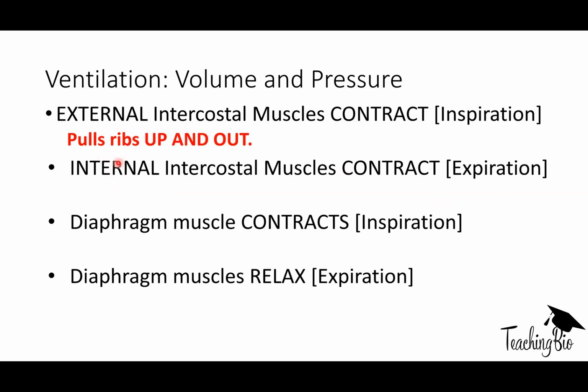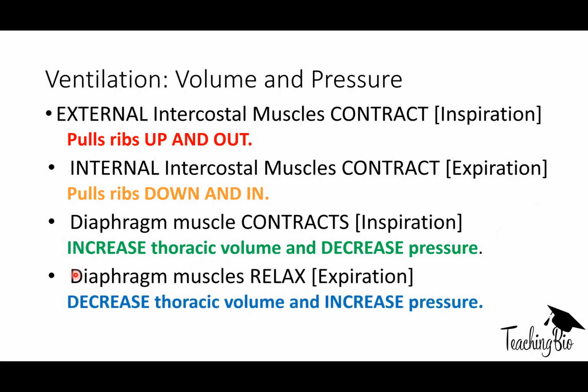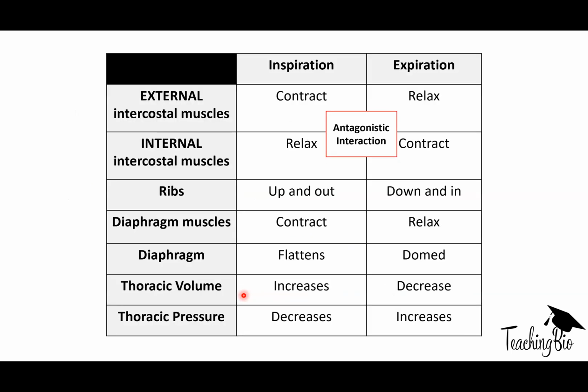In expiration, there is contraction of the internal intercostal muscles, which, as you might have worked out, is the opposite of what is happening in inspiration, where instead the ribs are going to move down and in, okay, so that we can expire those gases out. In inspiration, the diaphragm muscle is going to contract, which functions to increase the thoracic volume and decrease the pressure, so that we can create a pressure gradient to allow for the entry of oxygen. And in expiration, the diaphragm muscle relaxes and the diaphragm flattens so that we can force those gases out. So this summary table here might make things a bit easier to visualize in terms of what's happening in inspiration and expiration. It's important to note that this is known as an antagonistic interaction because they do the opposite effectively in each of these stages.